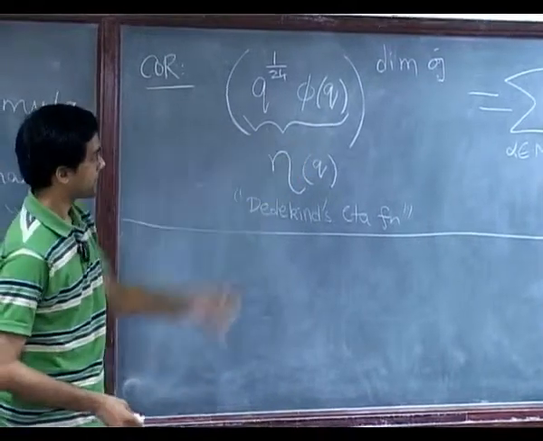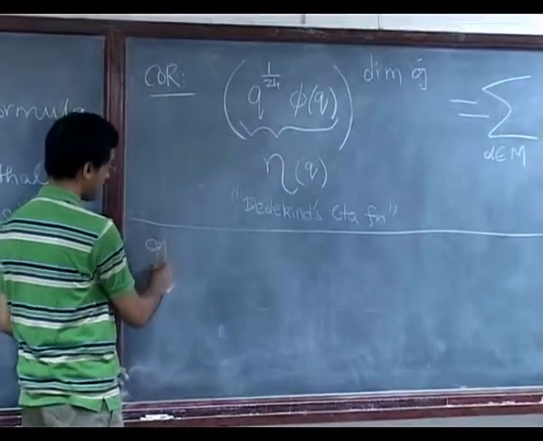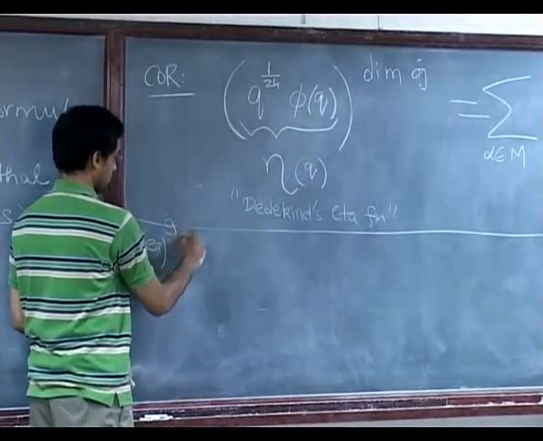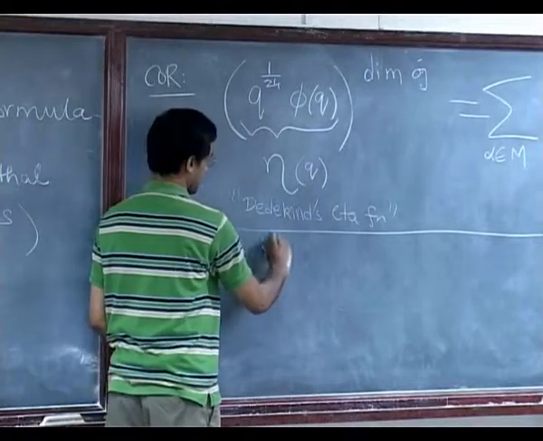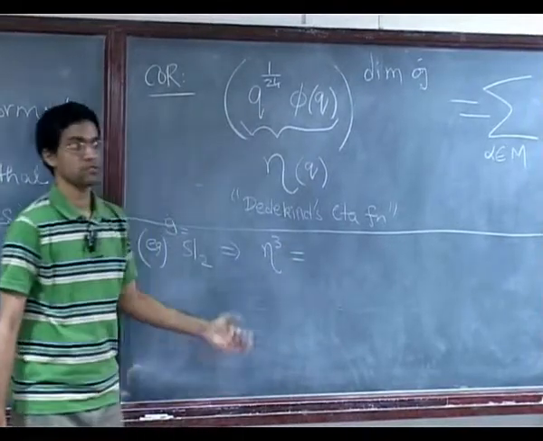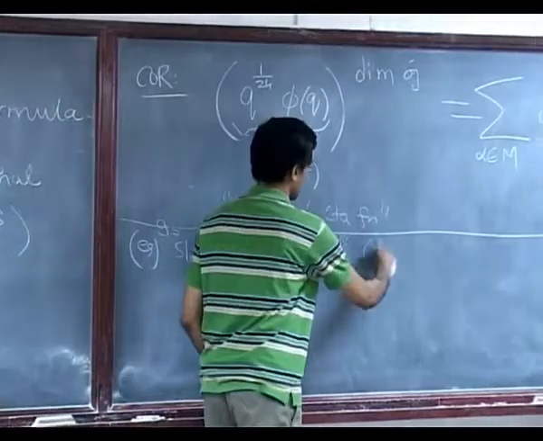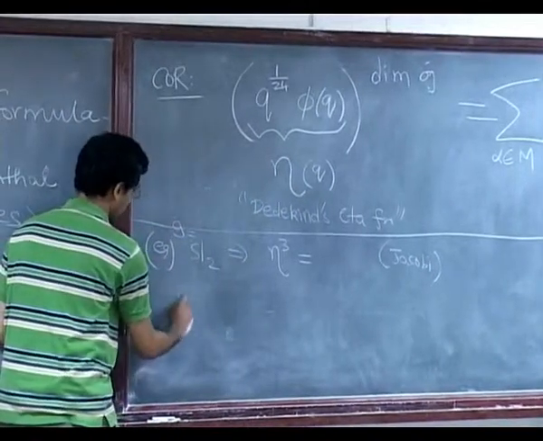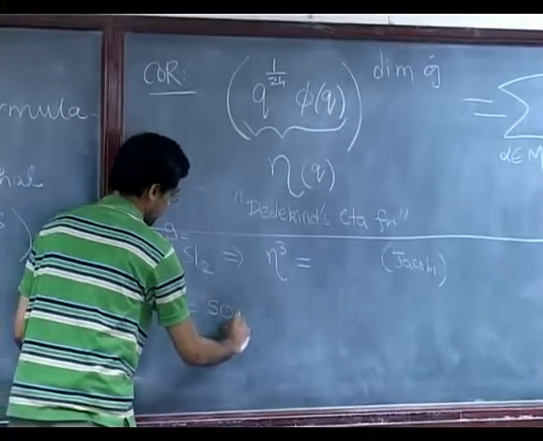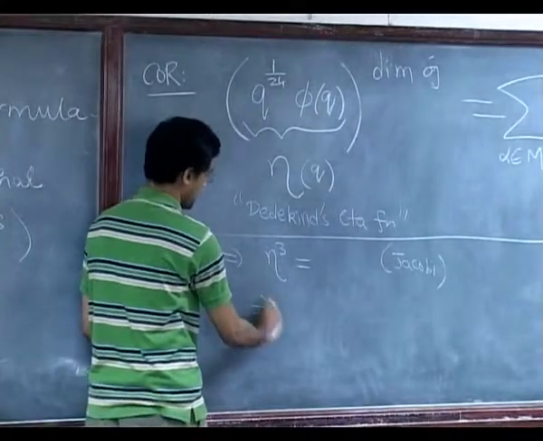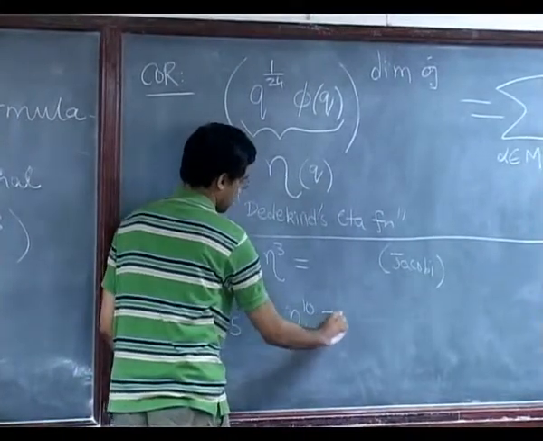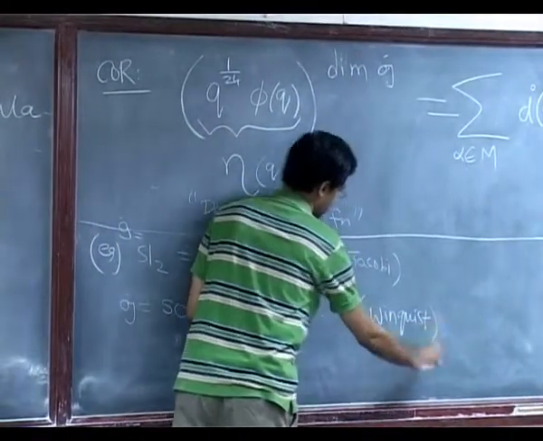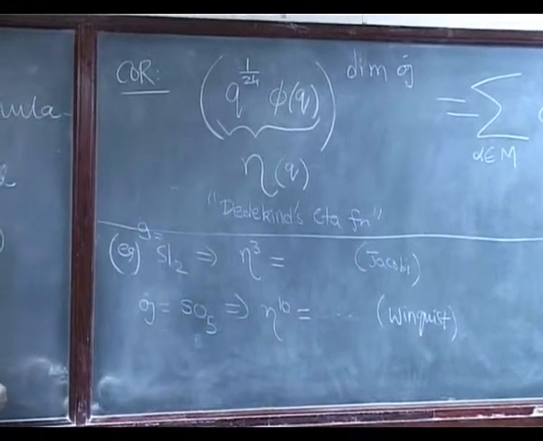Okay. So if you unravel the right hand side, you would get an identity, and we have already seen examples of this before. If you take the algebra to be SL2, it gives you an identity for the third power of the eta function, which is what is called Jacobi's identity. This is due to Jacobi. If you take G to be SO5, which is the B2 root system, then it gives you an identity for the 10th power of the eta function, which is what was called Winquist's identity, which he used to prove the remaining Ramanujan congruences.